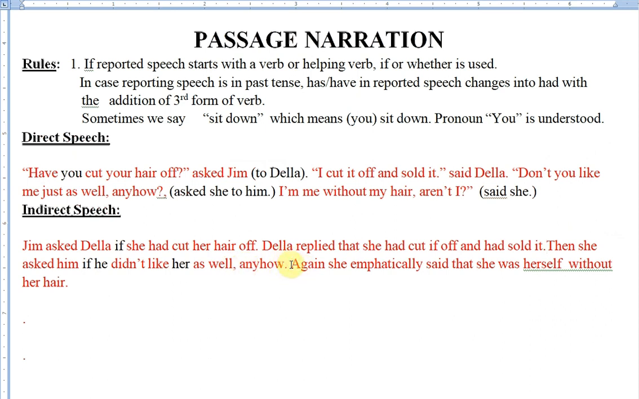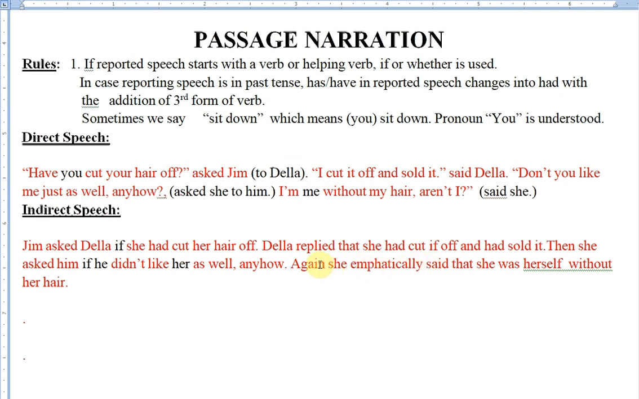Next one is: she said, "I am me without my hair, aren't I?" We'll remove these words and make the indirect of these ones. I am me. It's reported speech, first person. This me is for emphasis. That's the reason we'll say again, she emphatically said.